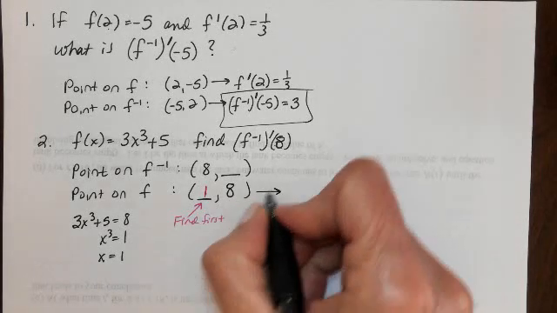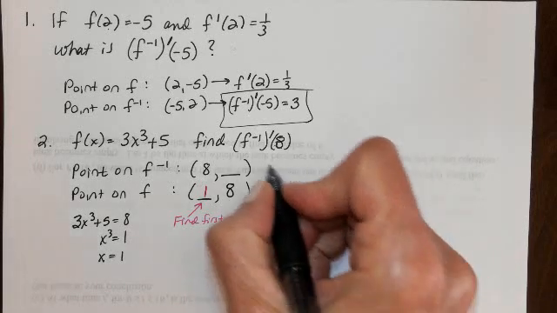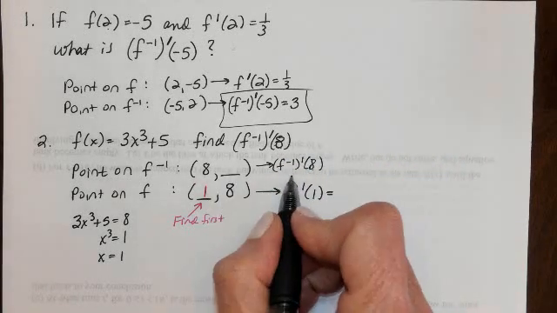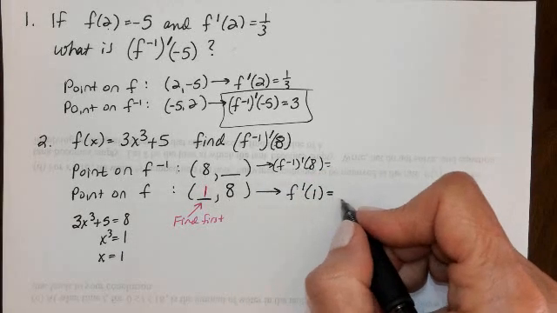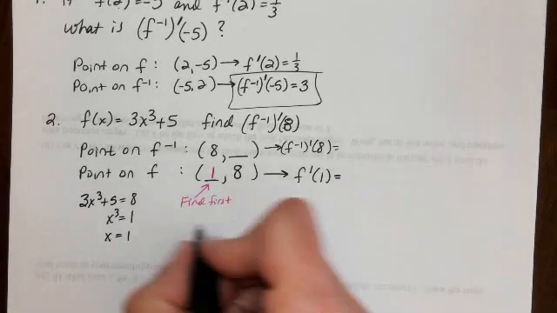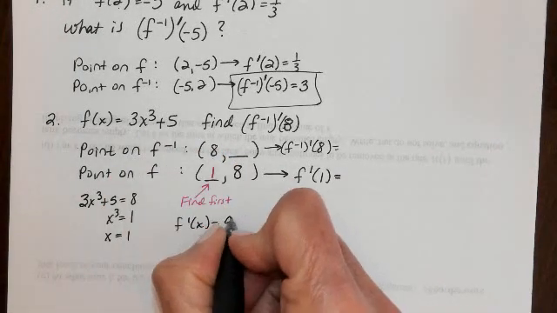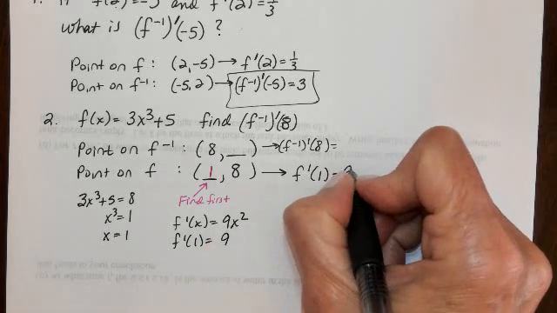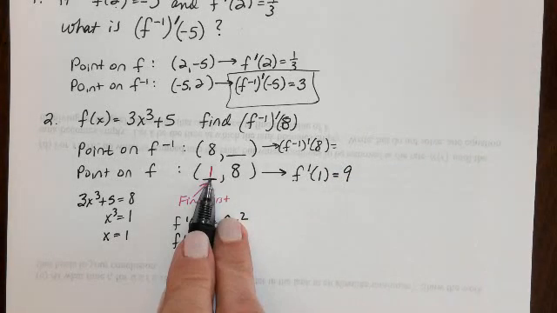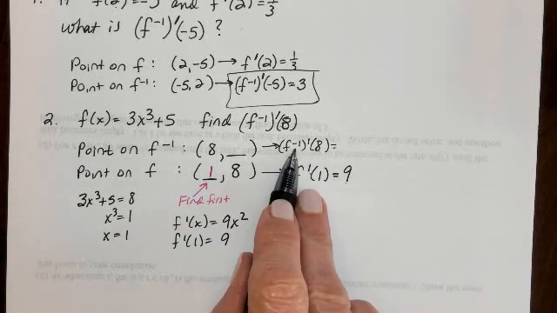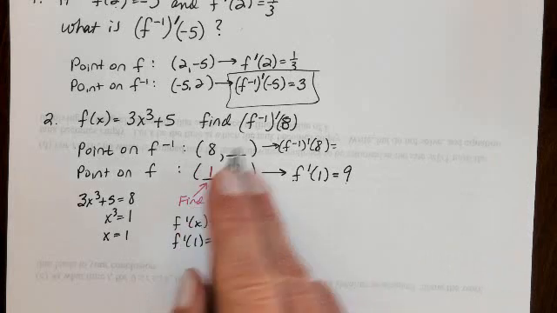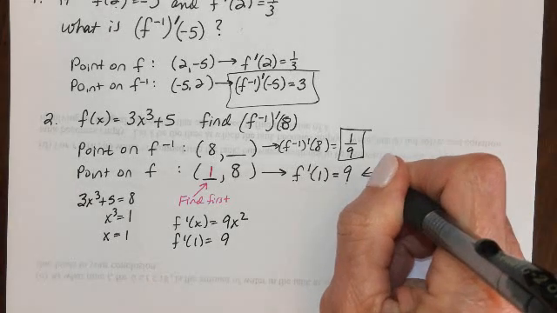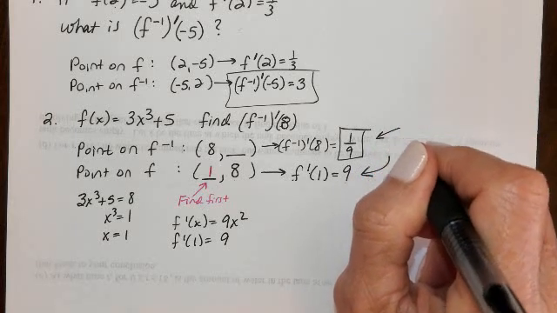Now, if I find f prime at 1, then to get f inverse prime at 8, all I'll have to do is flip this, right? So let's find f prime at 1. Well, f prime at x is 9x squared. So f prime at 1 is 9 times 1, 9. So f prime at its x value is 9. Therefore, the derivative of the inverse at its x value must be 1/9. If you find f prime, just flip it to get the derivative of that inverse.